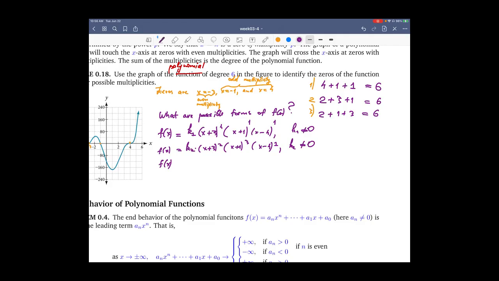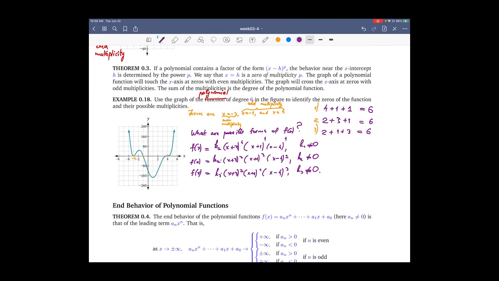And the third possibility is that -3 is a root of multiplicity 2 again, -1 is a root of multiplicity 1, and 4 is a root of multiplicity 3. These are, in principle, the only three possible forms of the polynomial function whose graph we see on the left. Which would require further analysis. We don't do it here.